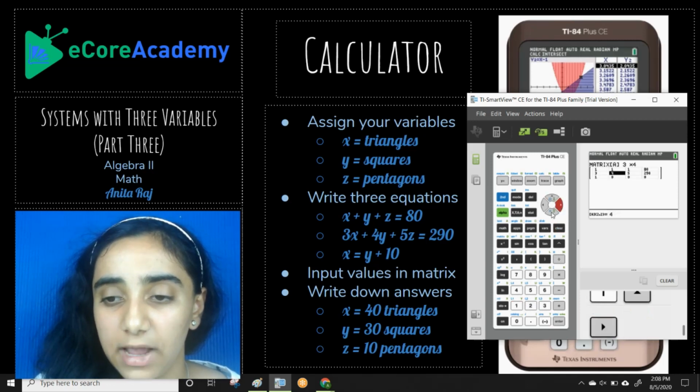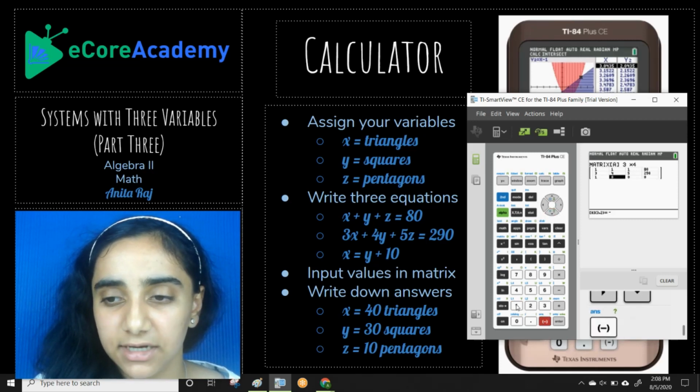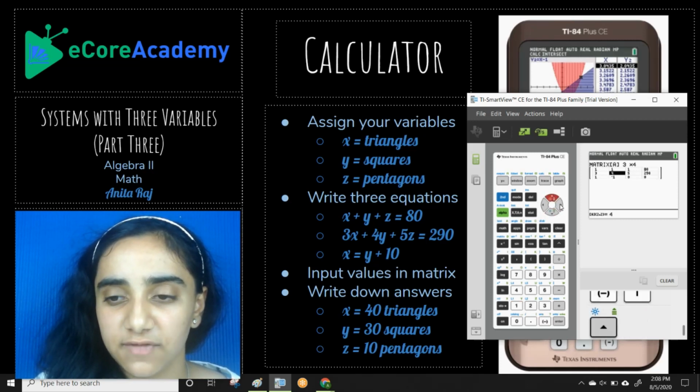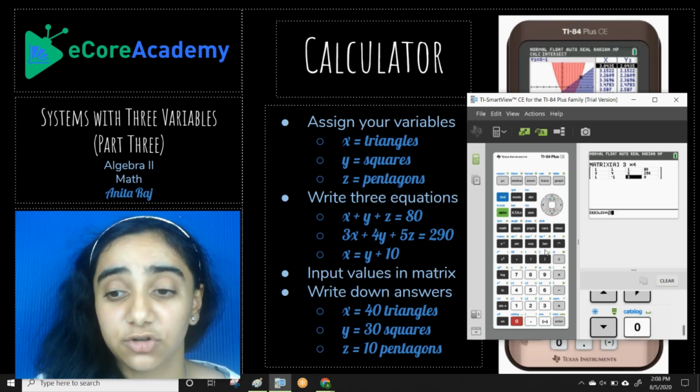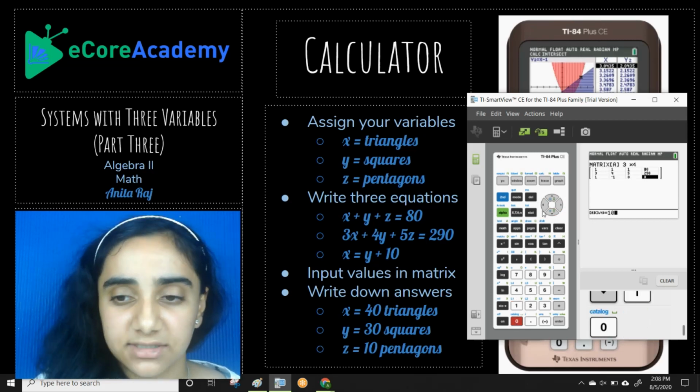So the coefficient of x is 1, the coefficient of y is negative 1, and then lastly, the coefficient of z would be 0 because there is no z in this case. And this all equals positive 10. So now our matrix is set.